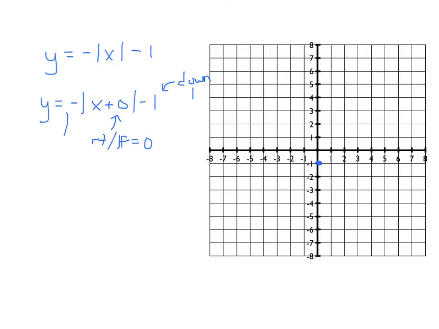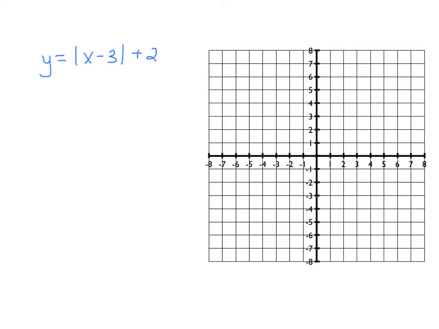And then since it's negative up front, the negative is going to mean the V is upside down. So instead of going up 1 over 1, I go down 1 over 1 in both directions. And let's put a few points in, and then there's the graph.